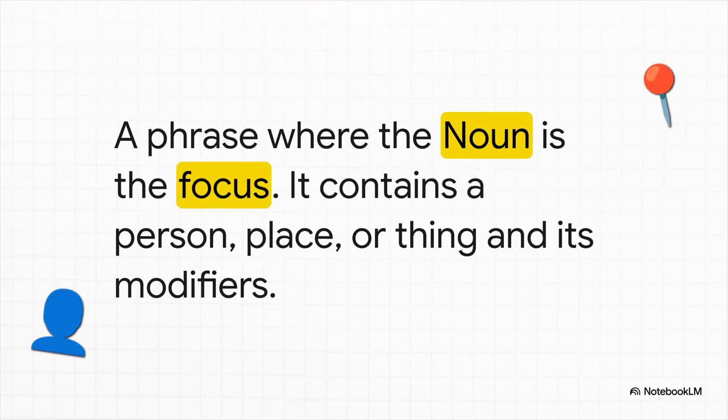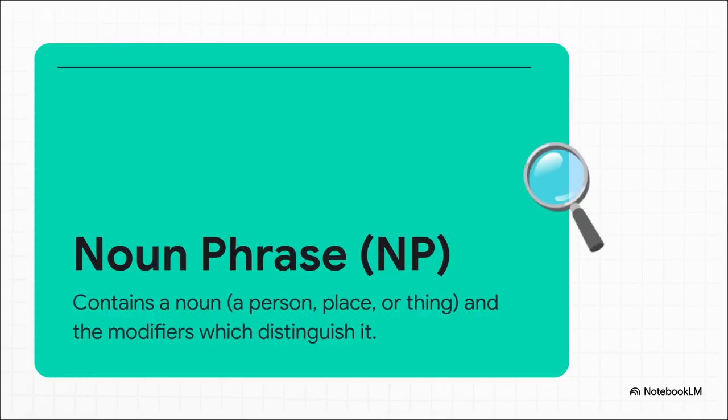First up is the noun phrase. This is one of the most common types of phrases out there, and its whole job is to name things. People, places, ideas, you get the picture. In a noun phrase, that head word, the star of the show, is always a noun. All the other words in the phrase are just there to describe or add detail to that main noun. They help us get a clearer picture of the person, place, or thing we're talking about.